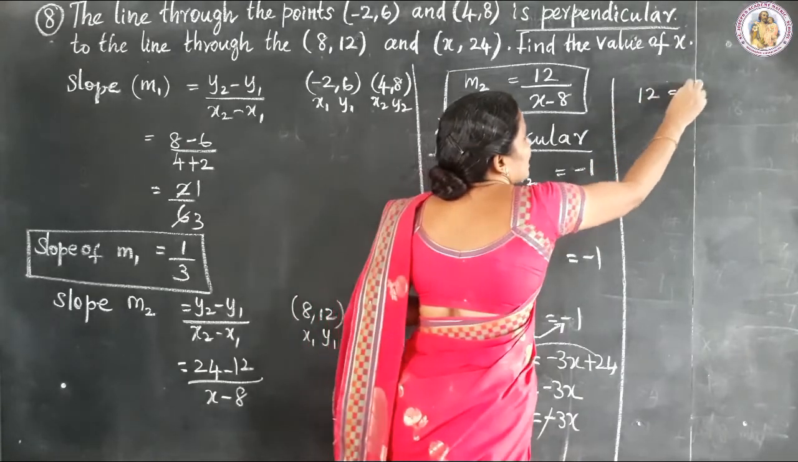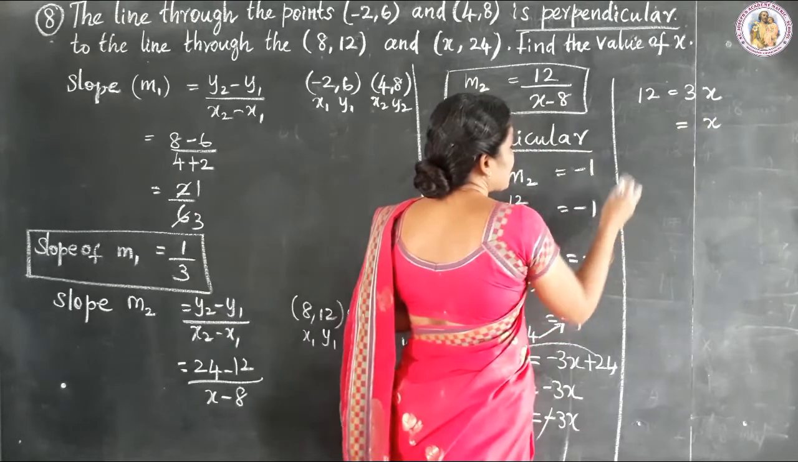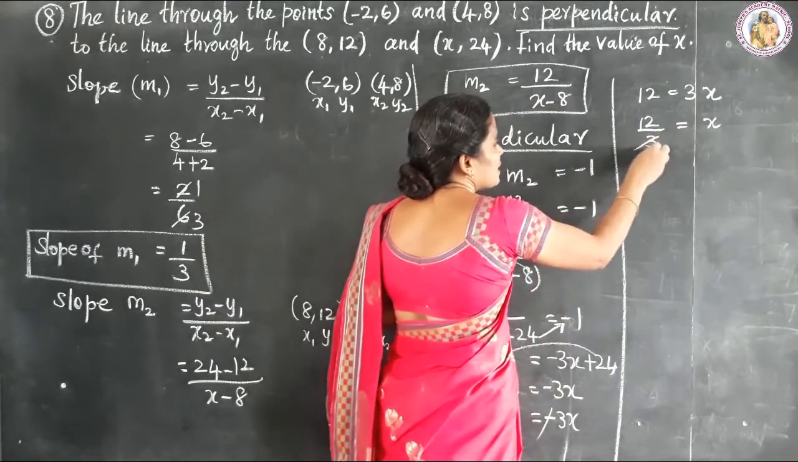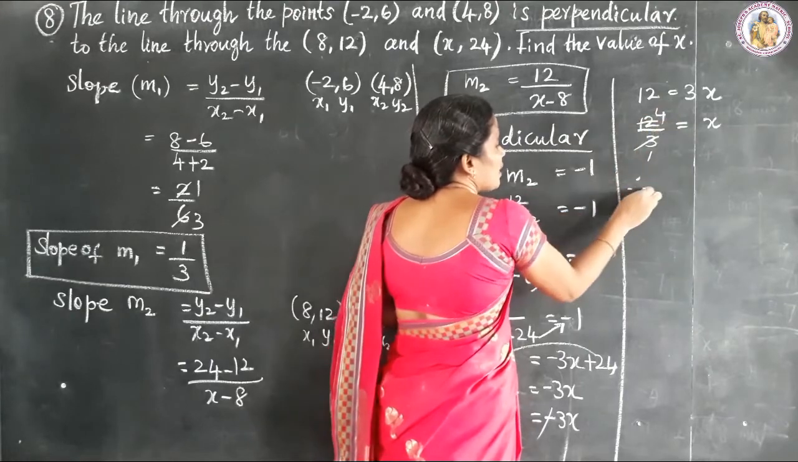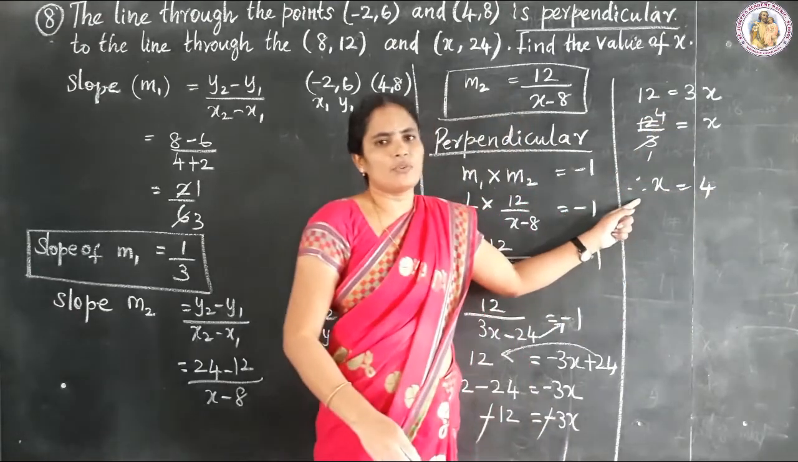12 is equal to 3x. Have 3x, x alone on the right side, and 12. 3 goes for division. So 3 ones are 3, 3 fours are 12. Therefore x is equal to 4. The value of x is equal to 4.